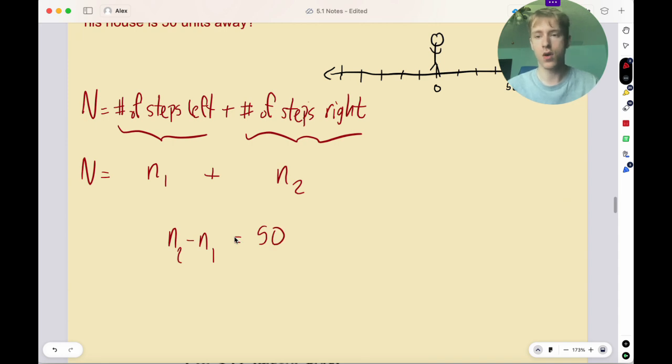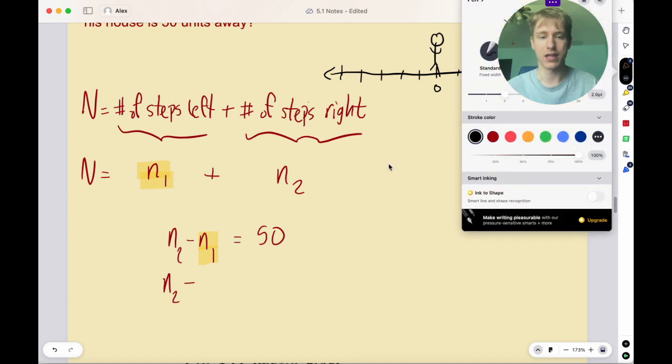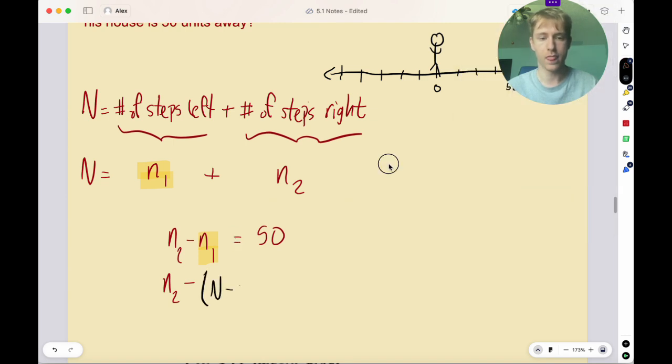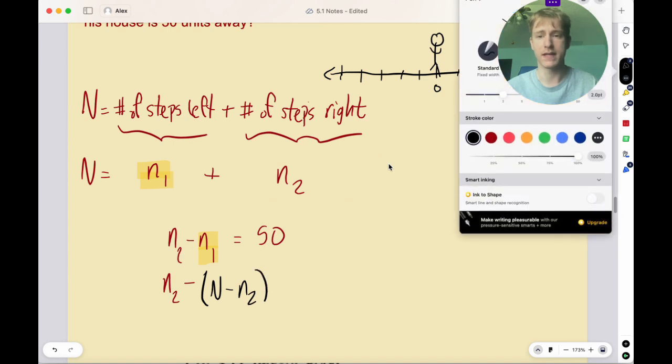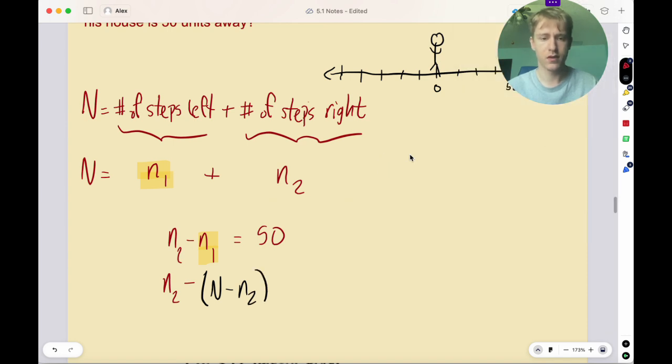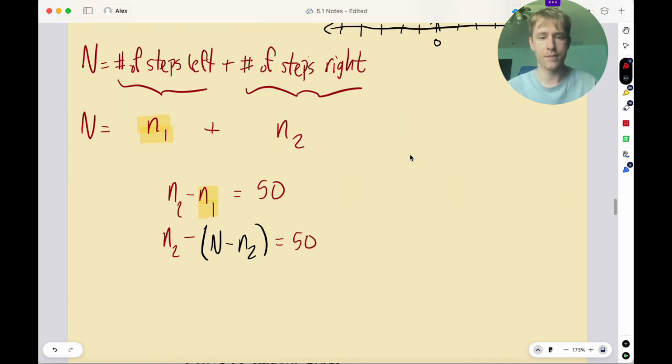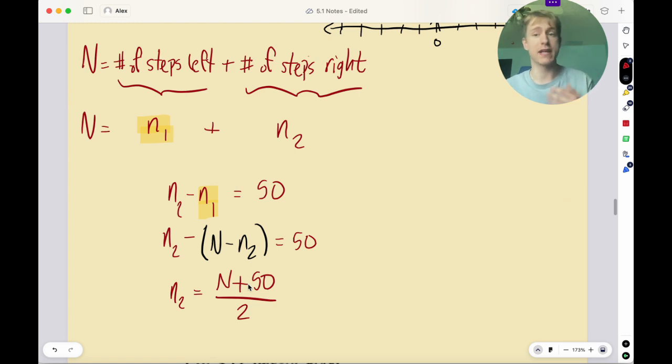We know that n1 can be solved for, and n1 is equal to big N minus n2, so N minus 2 n2 ... that is, n2 minus (N minus n2) equals 50. Solving for n2, we get that n2 should equal capital N plus 50, all divided by 2. So n2 is going to be your random variable.